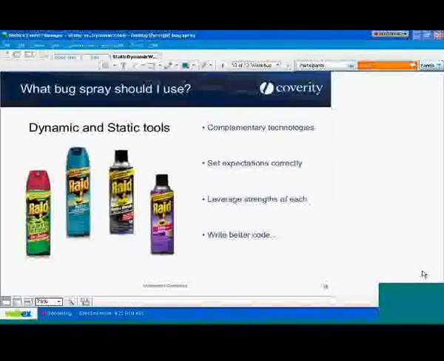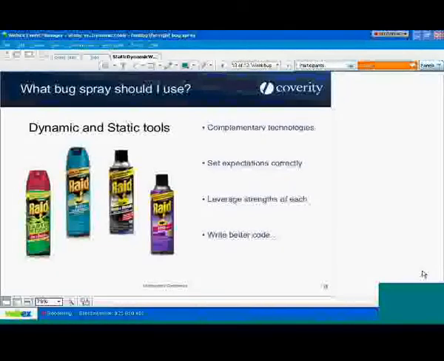So it's not really an either-or, and both dynamic and static tools are going to help you write better code. So with that, I'll take a few questions. Let me look through here. If you'll just give me a few seconds to read through some of the questions and pick out a few before we end.